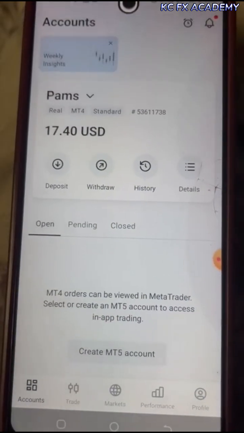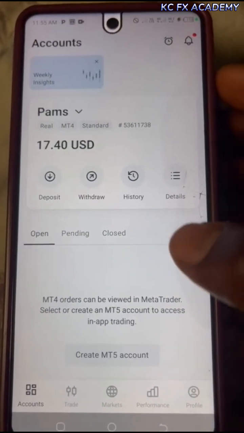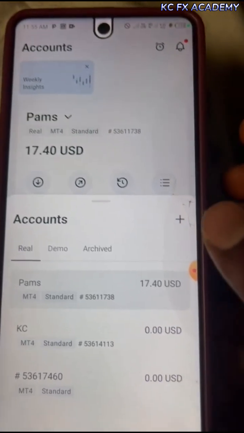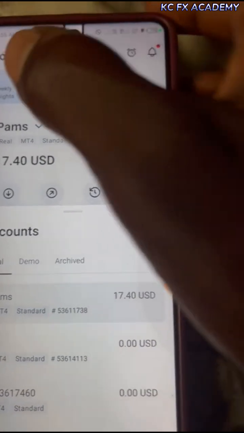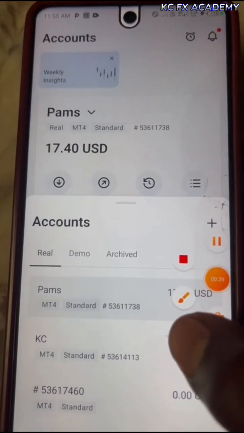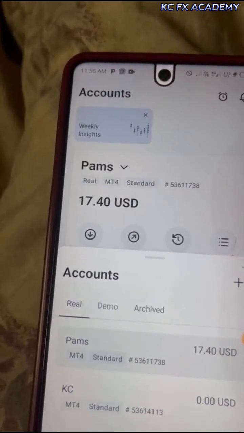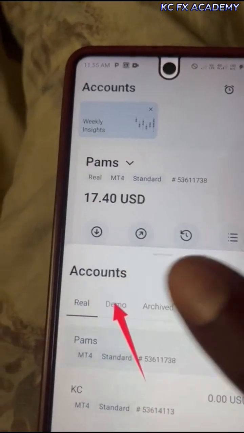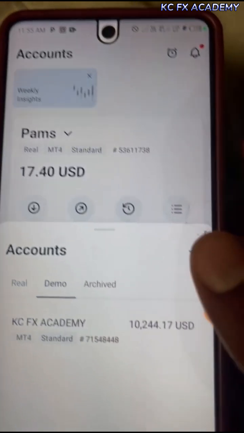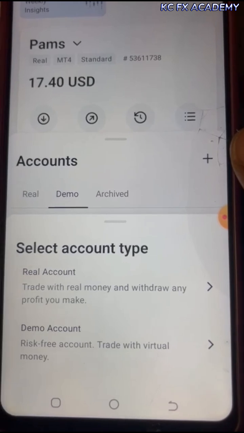Now let's go here. So guys, I'm going to open a demo account to locate the leverage. I'll go here. See what they're showing me, a demo account. I want to show you how the leverage looks. The second one here where they wrote demo. We'll go on demo, then add demo accounts.